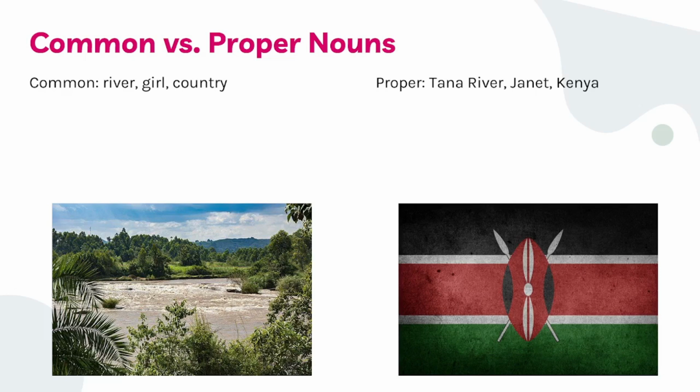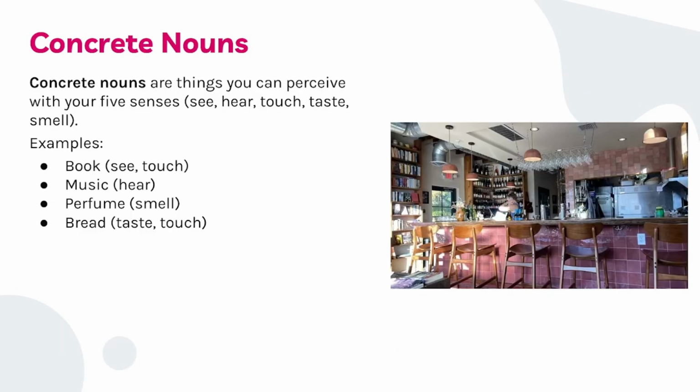Common, we say like river, girl, country. There are many girls, there are many rivers, there are many countries. But when you say here Tana River, there is only one Tana River in this world. Janet is a name of a specific person. Kenya is the name of a country. There's no other country with this name. Therefore, it's a specific noun.